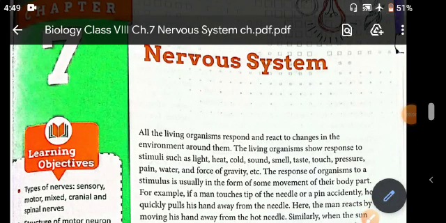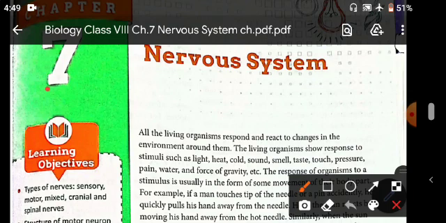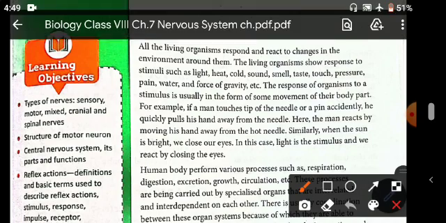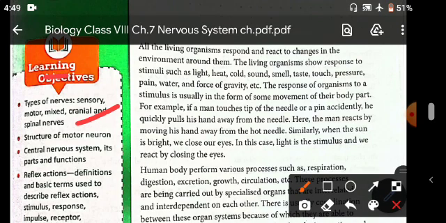Welcome to our class. Today we will study chapter number 7, and the name of the chapter is the nervous system. In the nervous system we will study the following learning objectives: types of nerves, sensory nerves, motor nerves, cranial nerves, spinal nerves, the structure of a motor neuron, the central nervous system, its parts and functions, and reflex actions, their definition, and stimulus response. These topics we will study in this chapter.